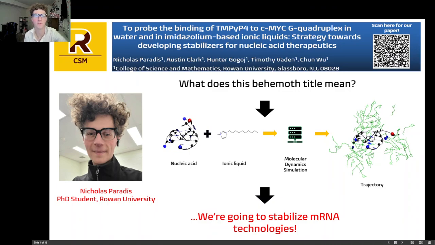So to give you a brief overview, this is going to use a molecular dynamic simulation based approach from spectroscopic analysis to figure out how ionic liquids can be the next best alternative in stabilizing mRNA-based technologies.